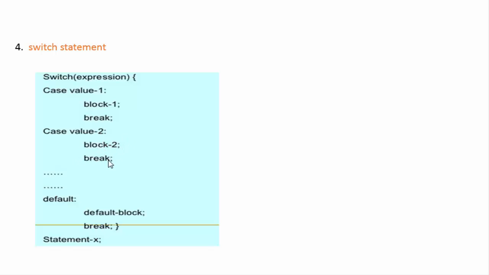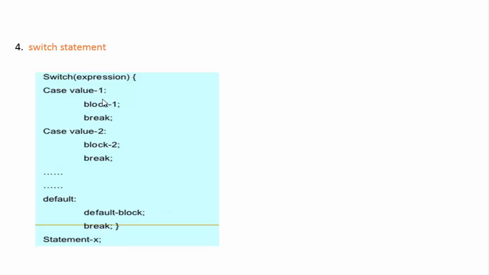And break means that it will break out of the switch, that is, it will directly transfer the control to statement X, skipping the remaining part of the switch statement. So once we encounter break, it will come out of the switch and execute statement X, which is not a part of the switch.